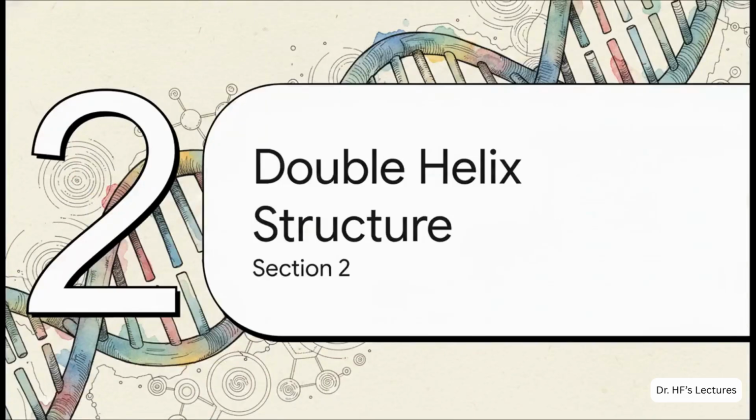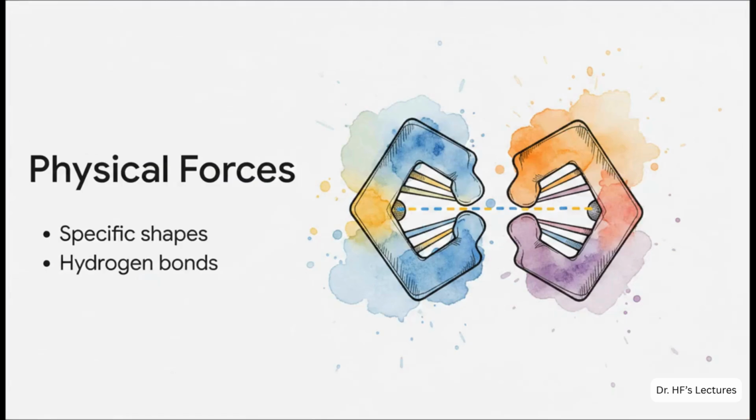Moving right along to Section 2, double helix structure. You might be wondering, why do A and T and G and C pair up so perfectly? Well, it isn't just magic, right? It all comes down to some exact physical forces. First, it's due to the specific shapes of the bases. They physically fit together like puzzle pieces. Second, it's all about their hydrogen bonding abilities. These chemical bonds act like the glue that holds those two complementary puzzle pieces securely in place. The shapes allow them to align flawlessly, and the hydrogen bonds stabilize that connection.